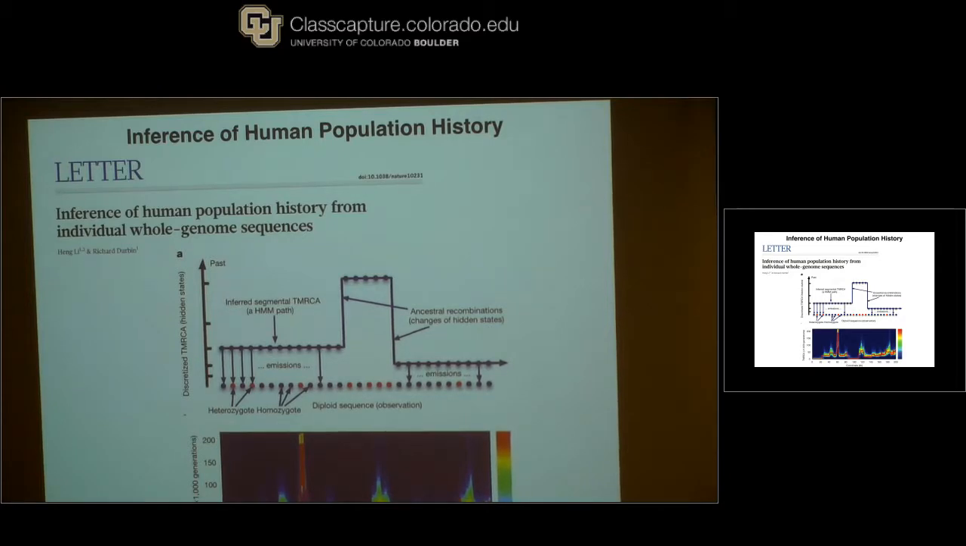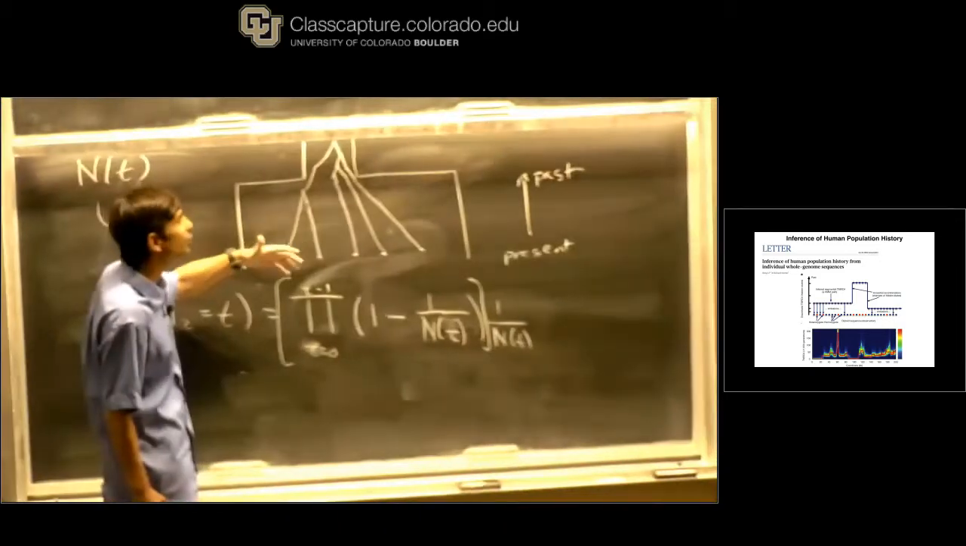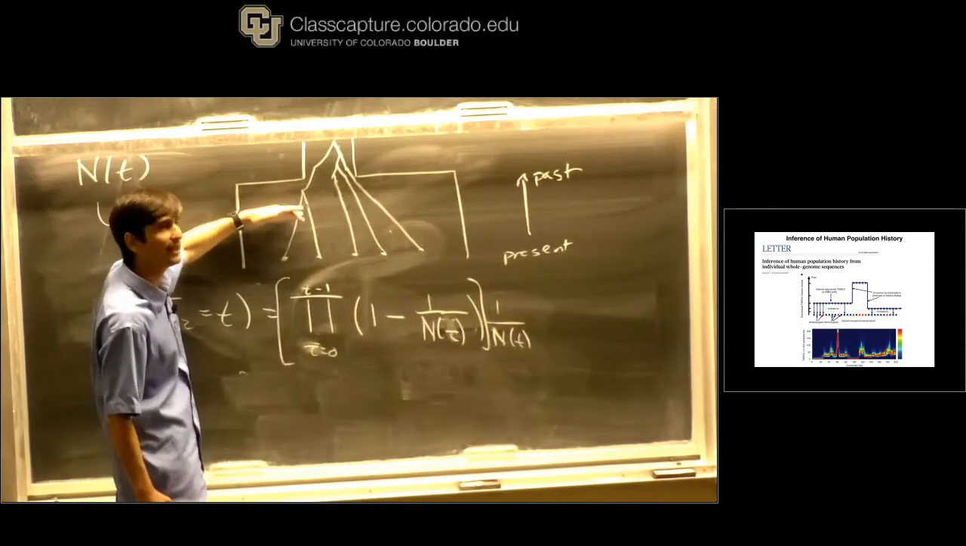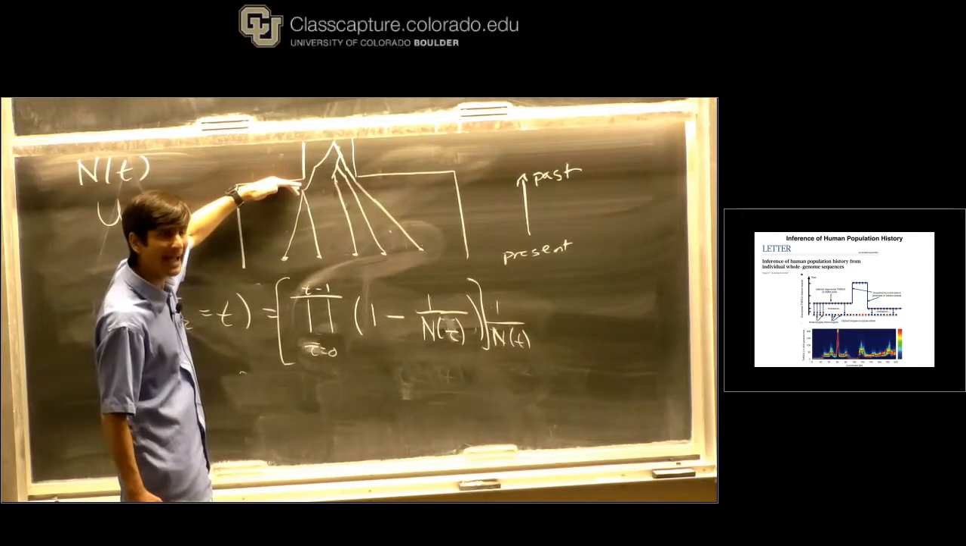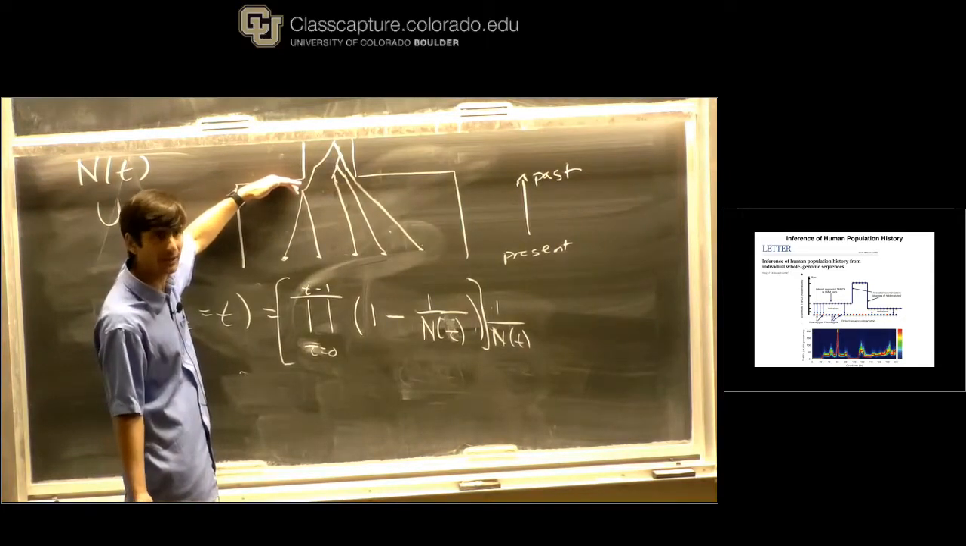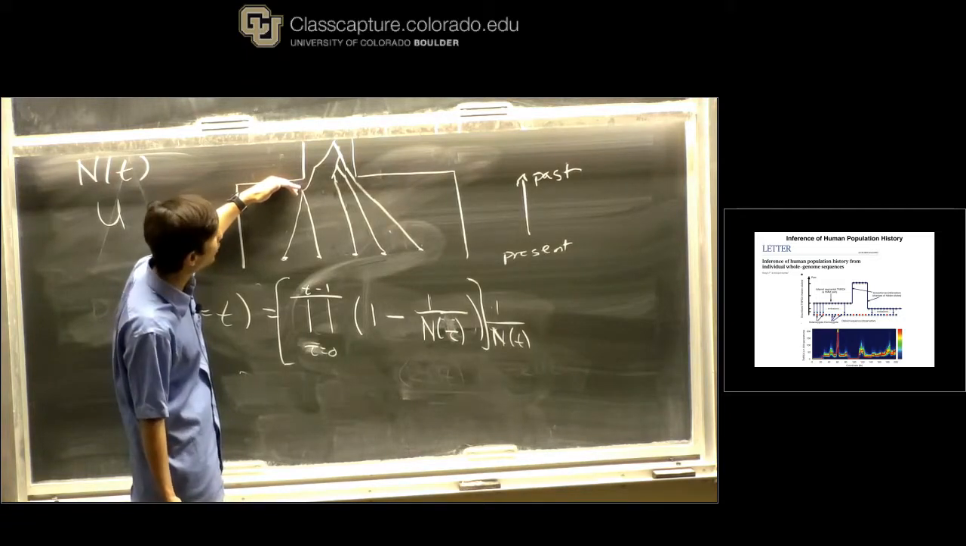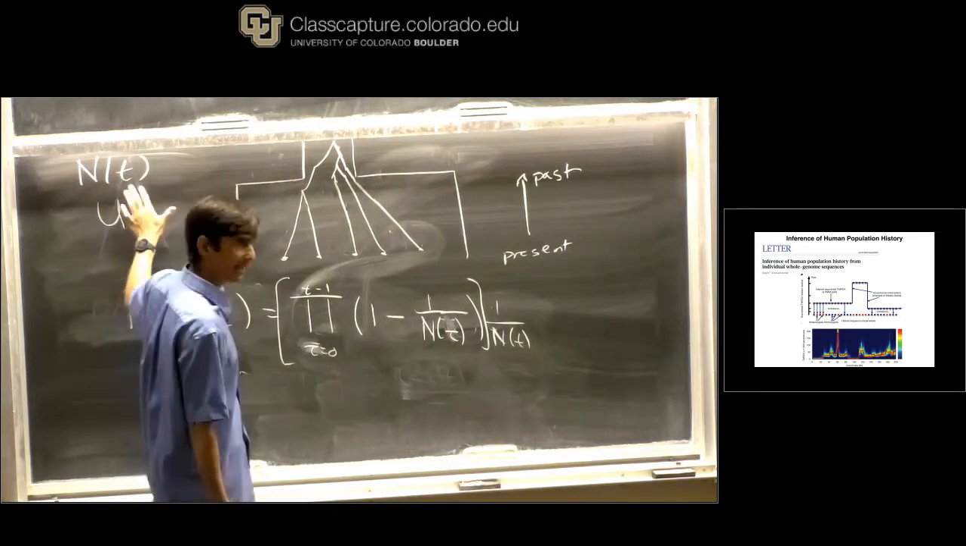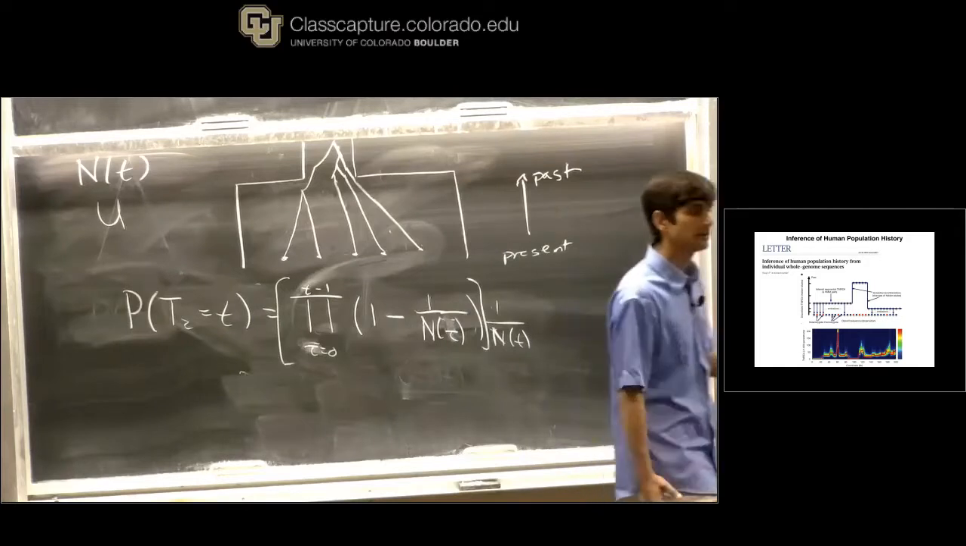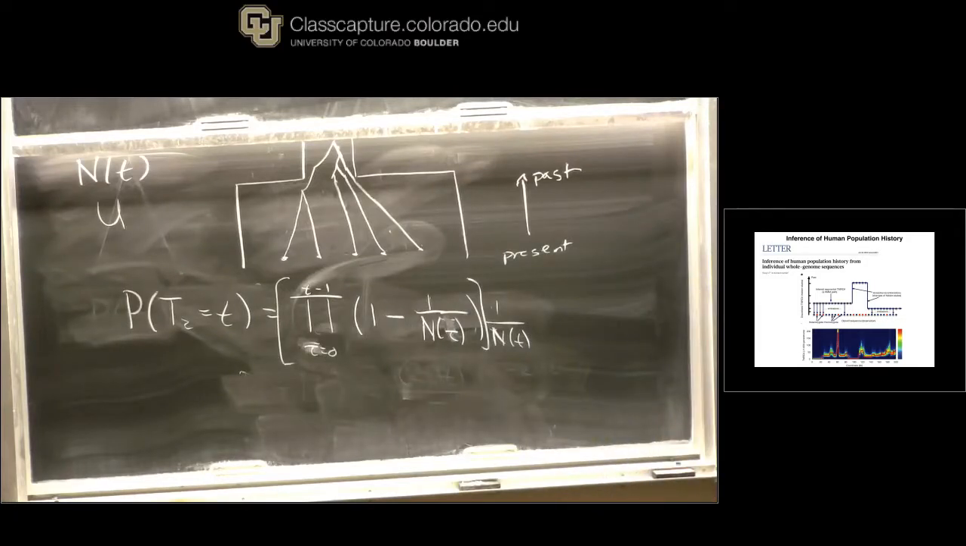If you know the distribution of coalescence times, the fraction of coalescence events in each interval in the past is a measure of 1 over the population size at that time. So from the distribution of coalescence times, you can infer the N of t, assuming this model makes any sense.